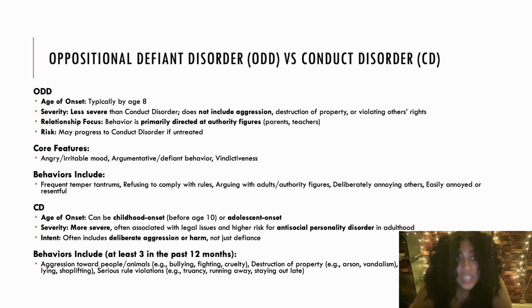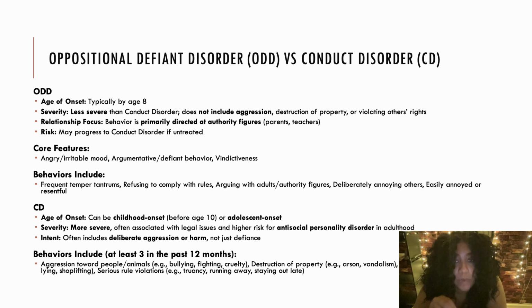So ODD is going to come with temper tantrums, purposely annoying someone else, arguing with adults, right? Then they'll be easily annoyed, right? That's ODD. Some of the core words that you need to look for on the exam are angry, argumentative, defiant. It's ODD. CD, child onset or adolescent, right?